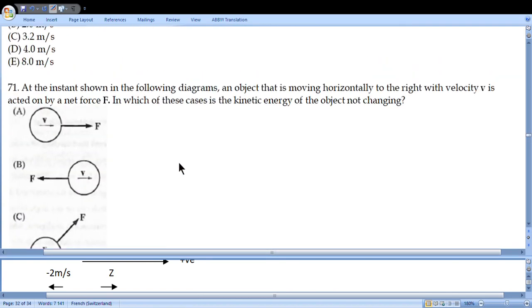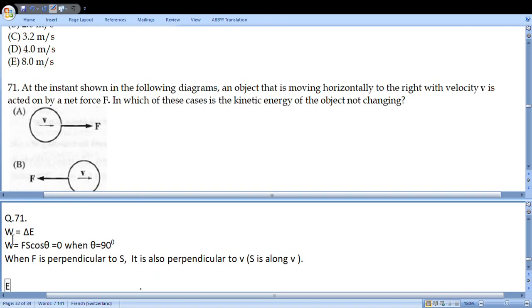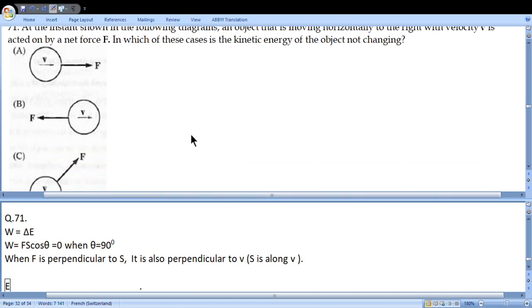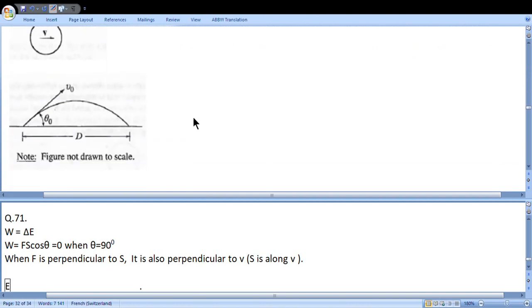This is one approach. Another approach says that the change of kinetic energy equals work done. Work done equals force times displacement. And this work is 0 when the angle is 90 degrees. When the force is perpendicular to displacement, it is also perpendicular to velocity. No work is done and no change of energy. We have a perpendicular force only in E, so we choose E.